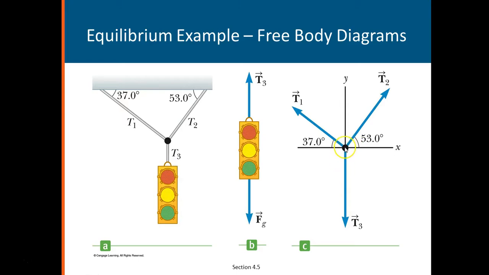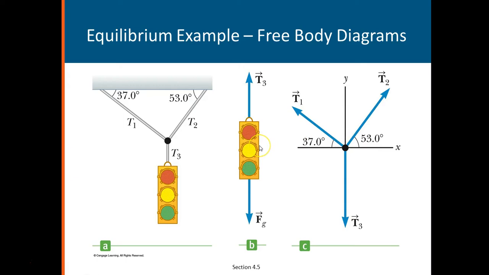So the first free body diagram just shows the light. It shows gravity pulling down and tension 3 pulling up. From that, tension 3 is actually being pulled up by tension 2 and tension 1. Once you have this first free body diagram, it's really easy to figure out tension 3, but then breaking up tension 3 into tension 1 and tension 2 is kind of the trick.